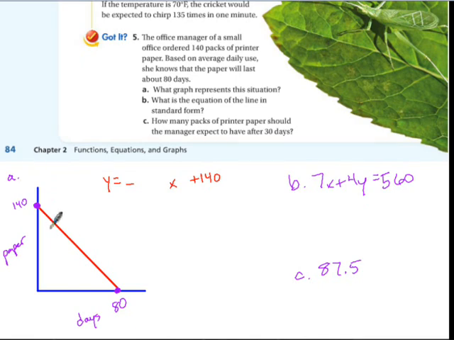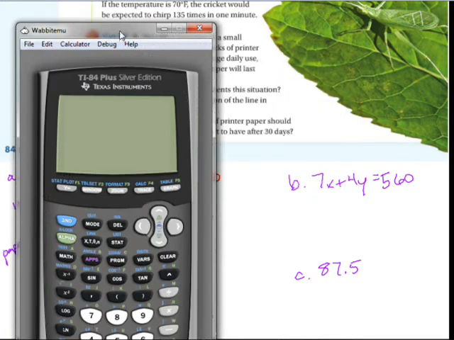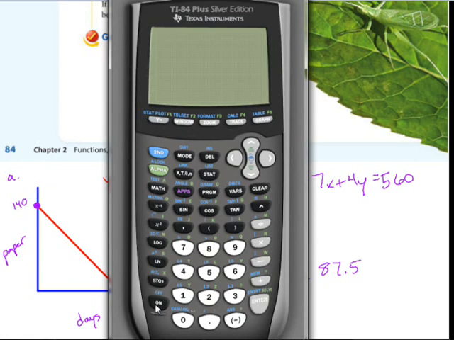So what I can do is the slope of this line is the change in y, which is 140, over the change in x, which is 80. So the slope is 140 over 80. So I want to reduce that, okay? If you're not sure how to reduce that, let's take a look in our calculator. I'll do it in a TI today. We'll check the TI on and practice our reducing.